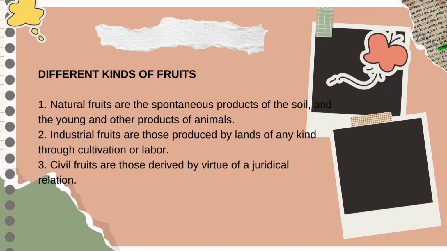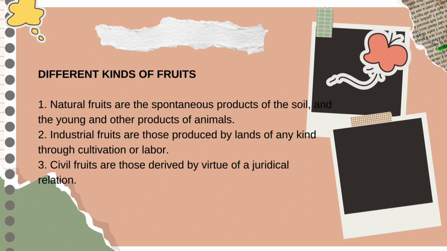Yung hindi kumbaga hindi tinanim ng tao, basta nandiyan na siya. It will belong to the creditor. So kailangan i-deliver. Number two is the industrial fruit, those produced by land of any kind through cultivation or labor. Yung mga itinanim naman. Example, yung sugarcane, vegetable, rice, and other products of land brought about by reason of human labor. Diba? Itinanim siya. So, it is an industrial fruit.